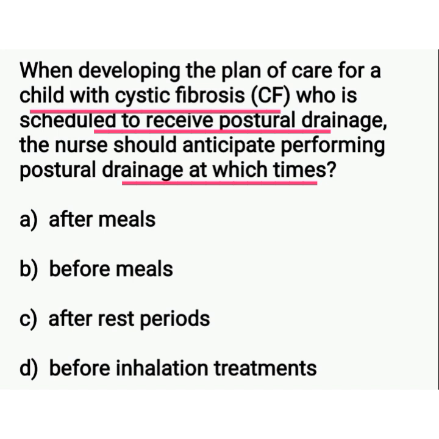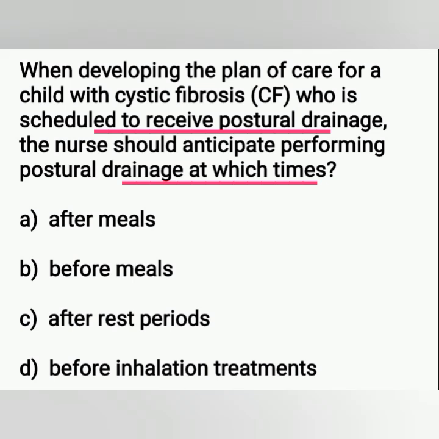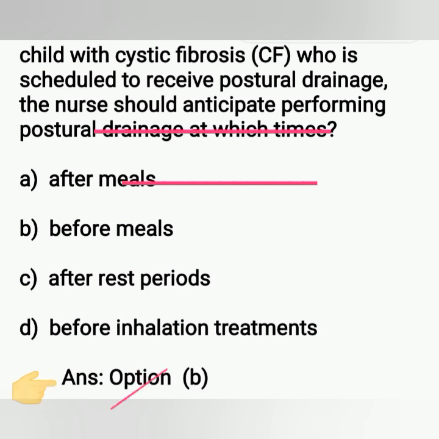The question is, a child with cystic fibrosis is planned for postural drainage. Which is the best time to do postural drainage for the child? The correct answer is option B, before meals. This procedure helps to mobilize thick secretions present in the chest. If you do this procedure before meals, we can avoid the possibility of vomiting and regurgitation of food. So we have to do the procedure before meals. Move on to the next question.